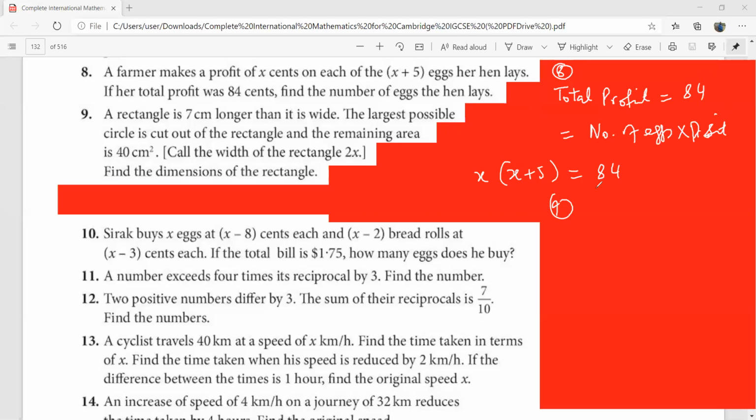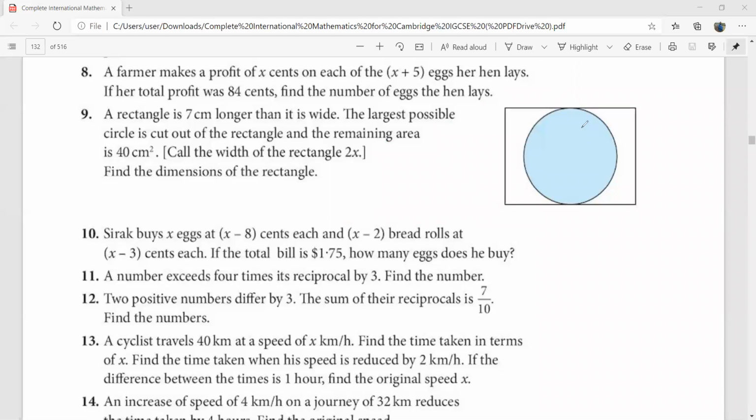A rectangle is 7 cm longer than its width. The largest possible, oh, we have a diagram here. I think I should clear this. Okay. A rectangle is 7 cm longer than its width. So if this is x, then this is going to be x plus 7. The largest possible circle is cut out of the rectangle, and the remaining area is 40 cm square.